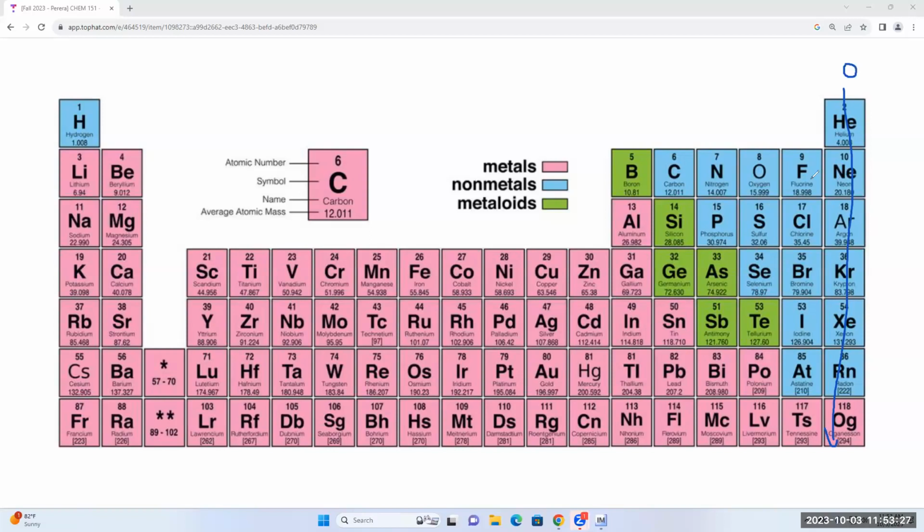Move on over. Fluorine, chlorine, bromine, iodine. How many bonds do they usually form? 1. Move on over. Oxygen, sulfur, selenium. How many bonds? 2. Move on over. Nitrogen, phosphorus. How many bonds? 3. Move on over. Carbon, silicon. How many bonds? 4. That's it. Just by looking at the position of these elements in the periodic table, we can determine their common bonding capacities, how many bonds they would usually form. That's all I want you to appreciate over here.